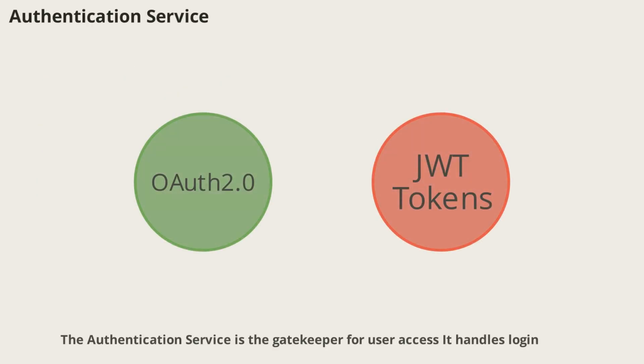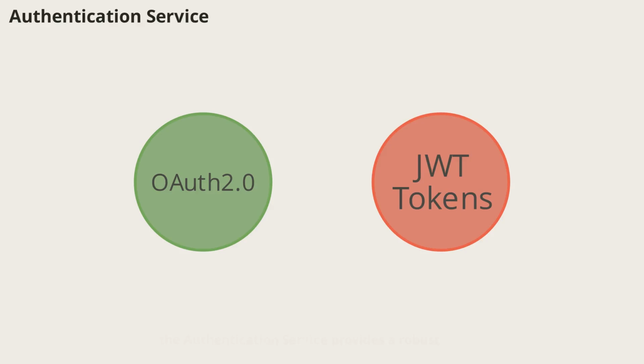Authentication service is the gatekeeper for user access. It handles login, registration, and session management using OAuth 2.0 or JWT tokens. User credentials and session tokens are stored securely in a database. This service ensures that only authorized users can access the app, protecting sensitive data and maintaining privacy. By leveraging industry-standard protocols, the authentication service provides a robust foundation for user security across the platform.